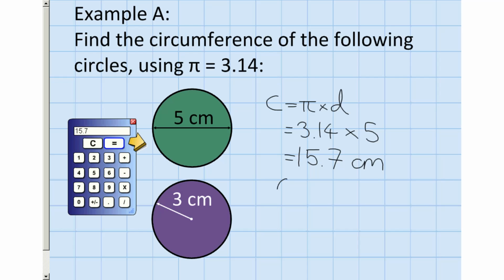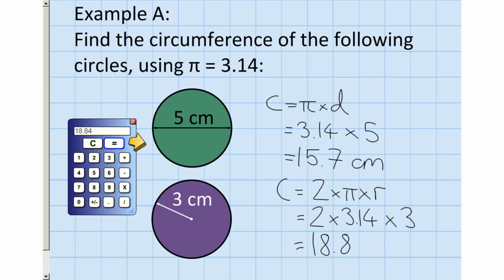For the second circle, the purple one, we've actually got the radius this time, so we're going to use the other formula, which is C equals 2 times pi times r, or 2 pi r. So this time it's 2 times 3.14 times the radius, which is 3. Using my calculator again, 2 times 3.14 times 3 equals 18.84. And again, it's in centimeters, so it's 18.84 centimeters.